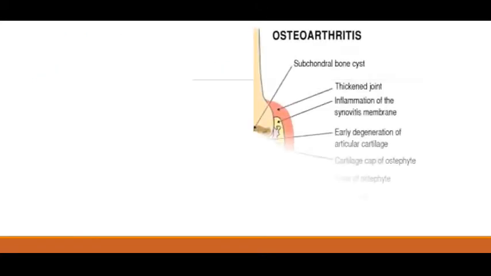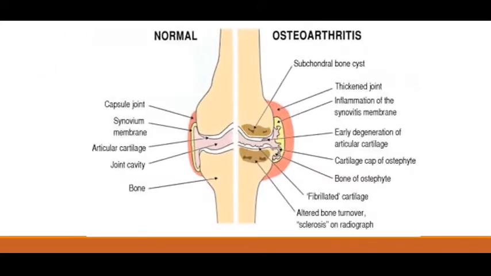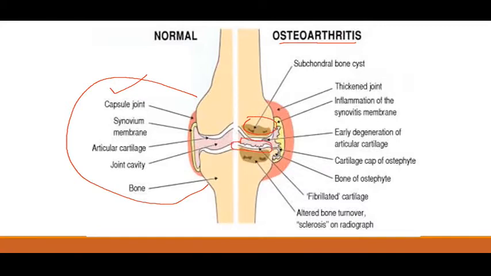In this slide, you can clearly notice the effect of osteoarthritis. In a normal joint, articular cartilage is intact and bone turnover is normal. But in case of osteoarthritis, subchondral bone cysts are formed and you can see fibrillated cartilage, which causes inflammation of the synovial membrane and also causes the thickened joint.